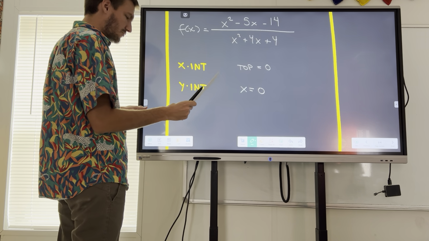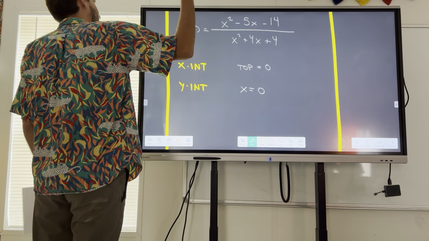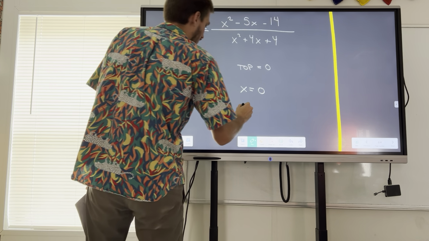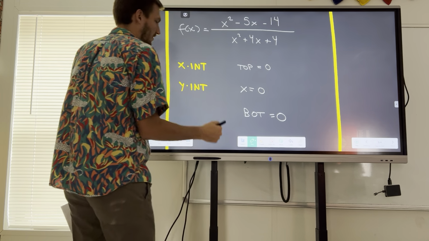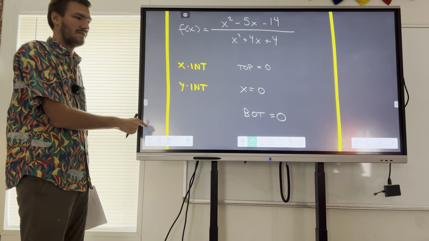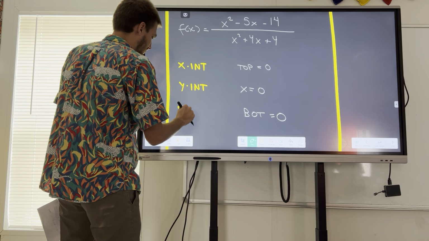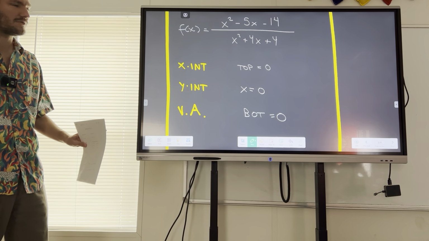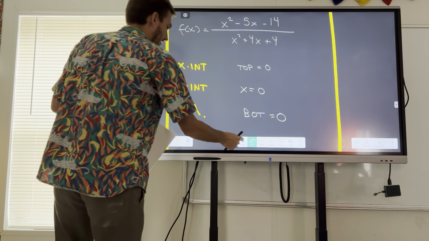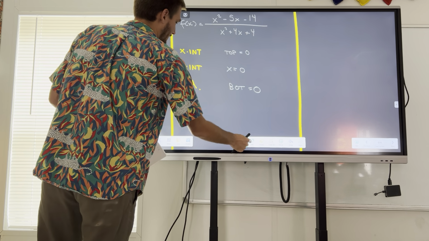Let's go from the x-intercept and the y-intercept. We've talked about setting the top equal to 0. What happens if we set the bottom equal to 0? What does that help us find? Nice, and very, very specifically, the vertical asymptote. I'm just going to put VA because we've learned this all before, and maybe I'm lazy on a Monday, so be it. Okay?